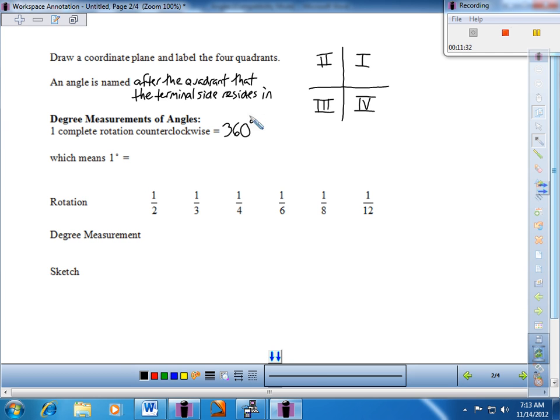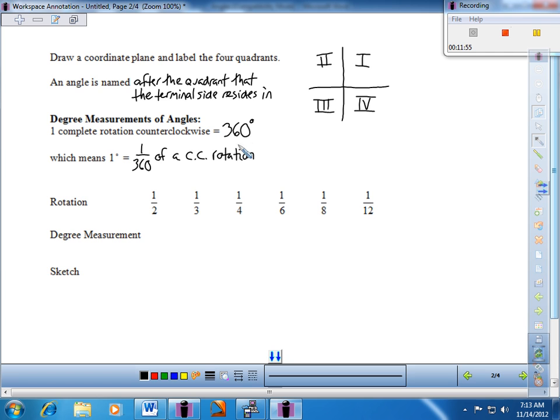That means that 1 degree would be 1/360th of a counterclockwise rotation. Excuse my shorthand on that, but I hope that works for you. But that's how we would define 1 degree. It's 1/360th of a rotation around in a counterclockwise direction. So by defining it this way, we're now able to start putting numbers with our directions and our amounts of rotation. So 1 degree is 1/360th of a rotation.